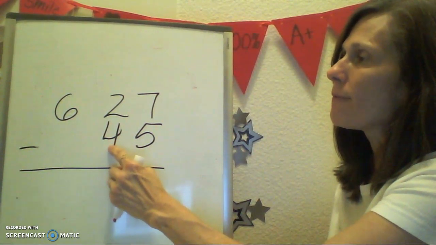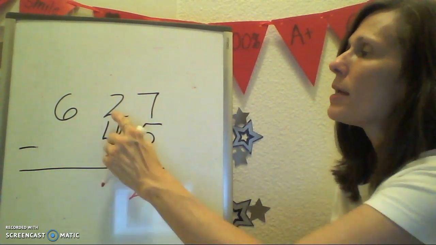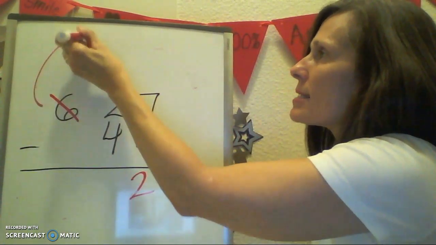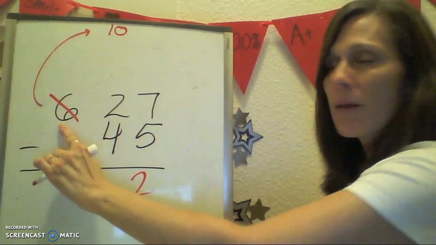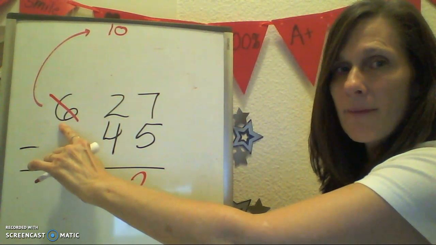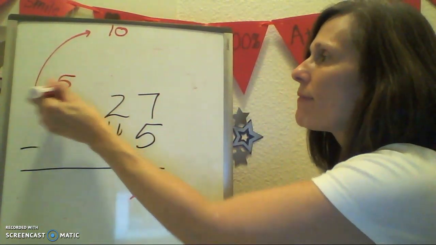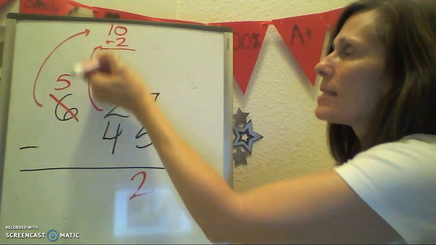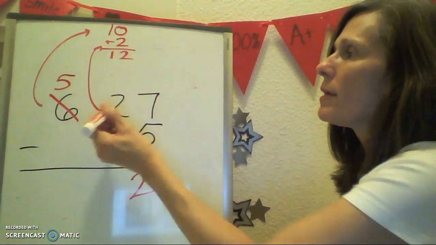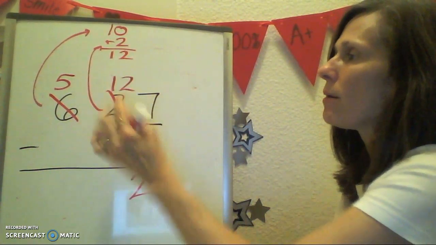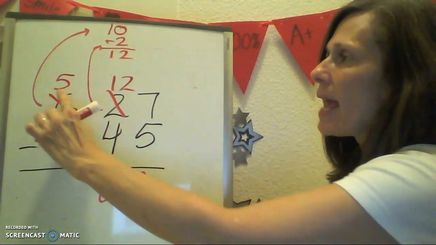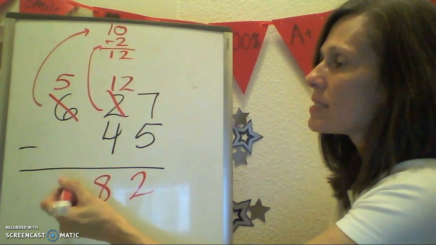So when there's more on the floor, I go next door. So the 2 asks the 6 for a set of 10. So the 6 says, here's your set of 10. Now the 6 is 1 less because it gave up a set of 10, so my 6 is now a 5. The 2 gets together with a set of 10. 10 plus 2 equals 12, so my 2 is now a 12. 12 take away 4 equals 8, and 5 take away nothing is 5.